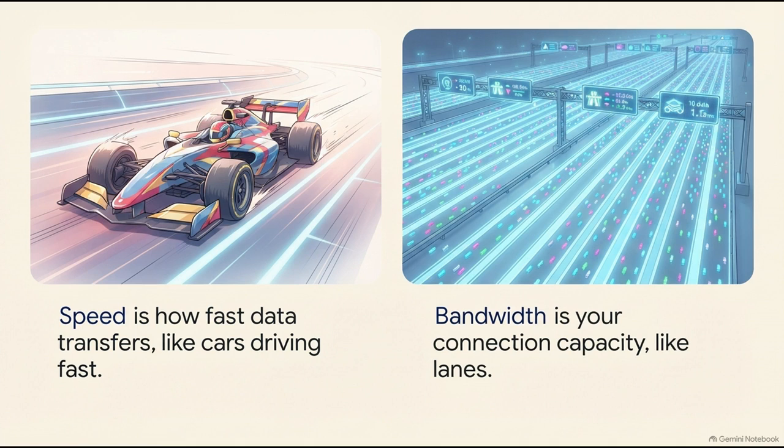Even if the cars are driving super fast, a two-lane highway is going to create massive bottlenecks the second everyone in your house gets online to stream, game, and jump on video calls all at once. Sometimes you don't need faster cars, you just need a wider highway.